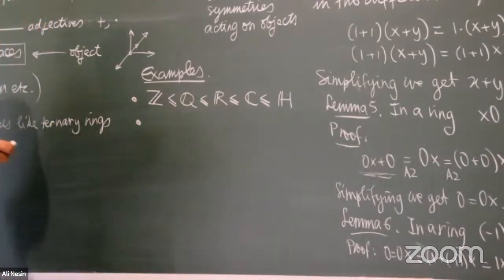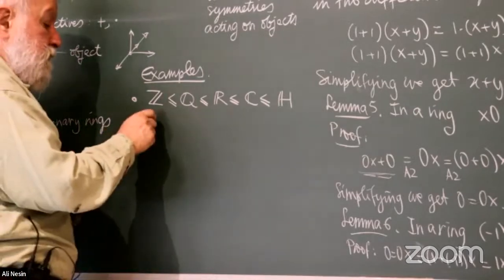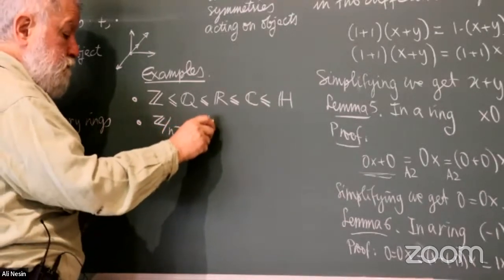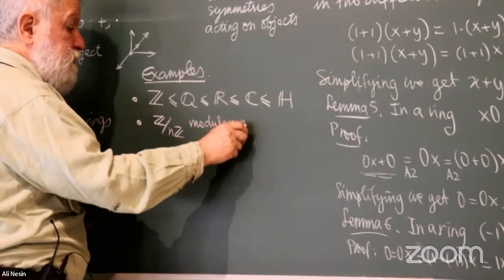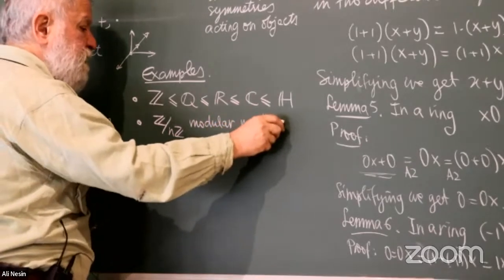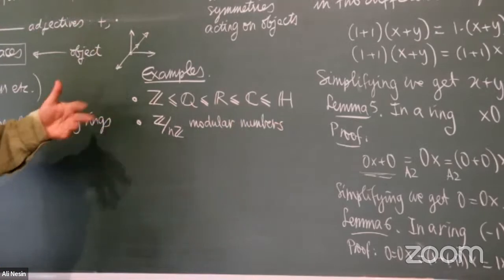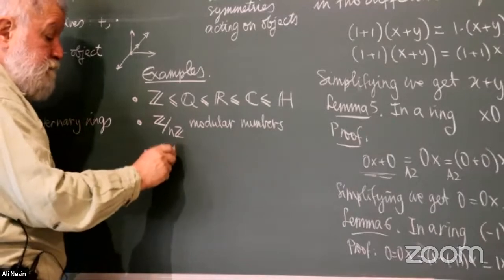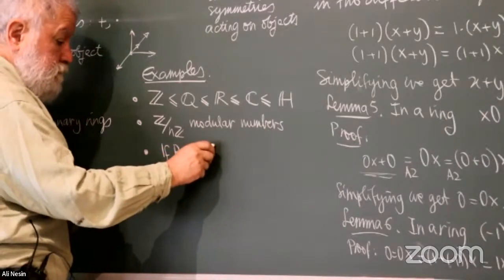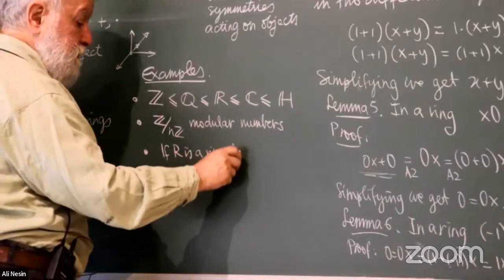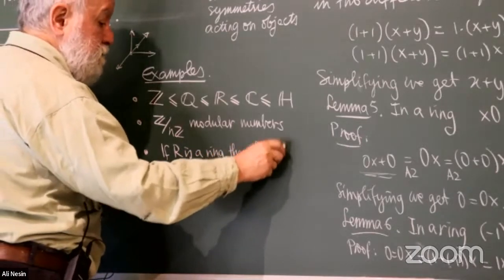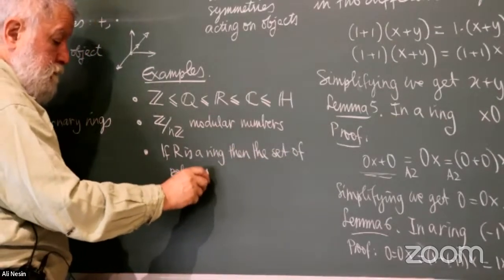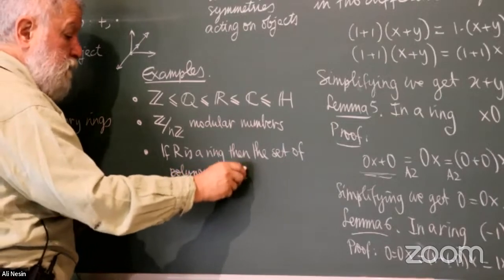We have modular numbers. You may not know them. It doesn't matter if you don't know one of these examples. What else? If R is a ring, then the set of polynomials R[x] is a ring.